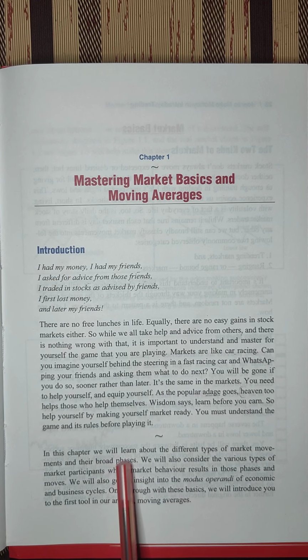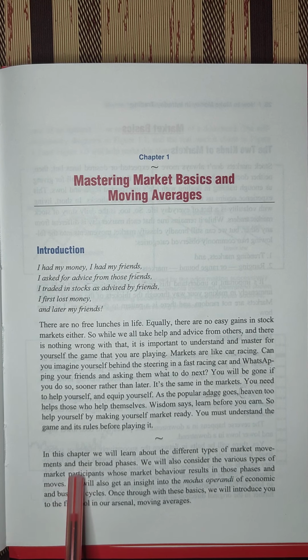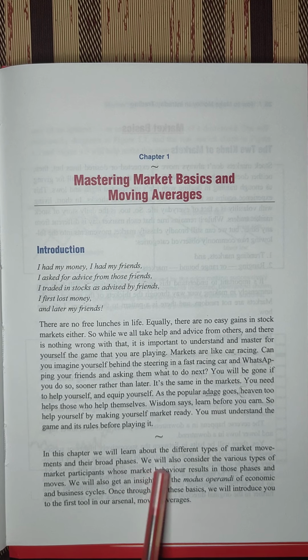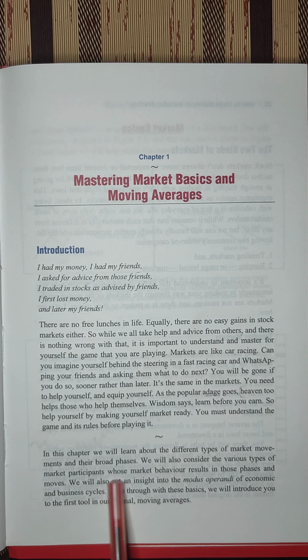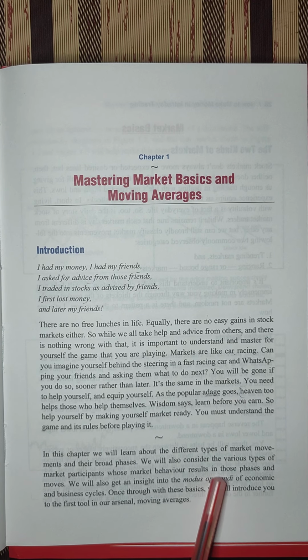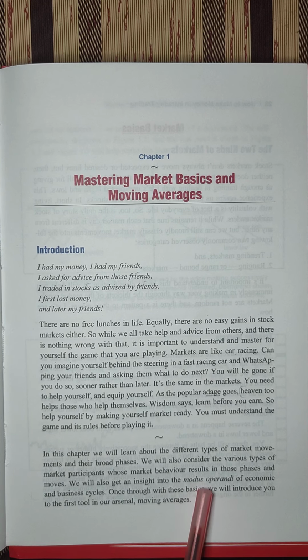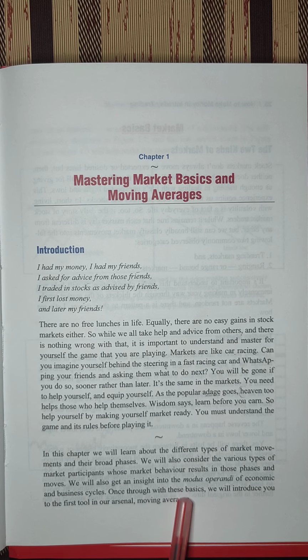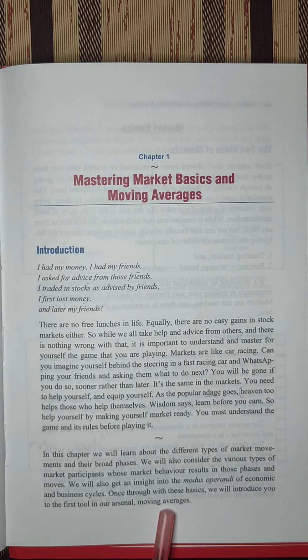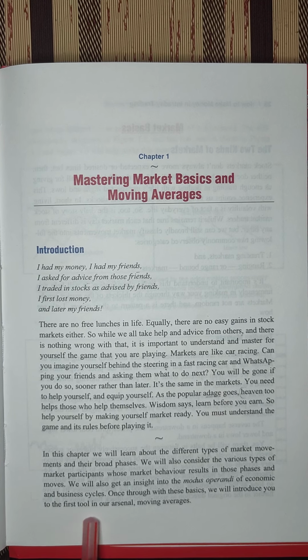In this chapter, we will learn about the different types of market movements and their broad phases. We will also consider the various types of market participants, and the market behaviors that result in those phases and moves. We will also get an insight into the modus operandi of economic and business cycles. Once through with these basics, we will introduce you to the first tool in our arsenal, moving averages.